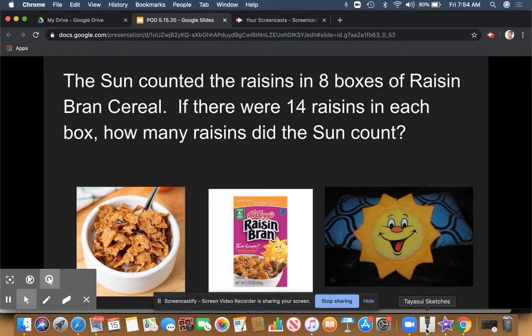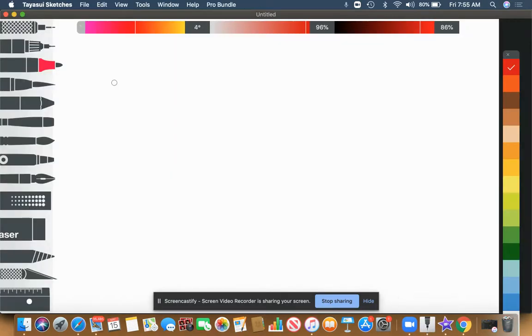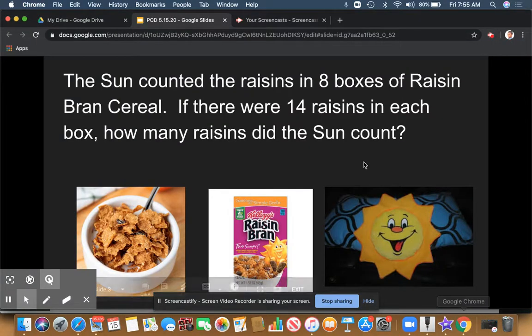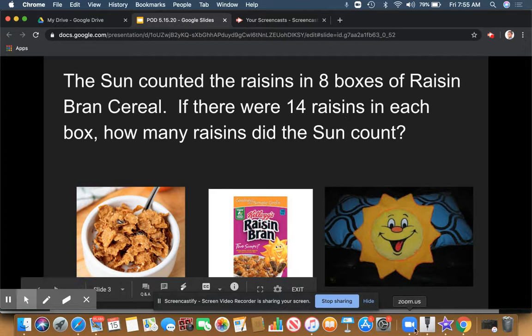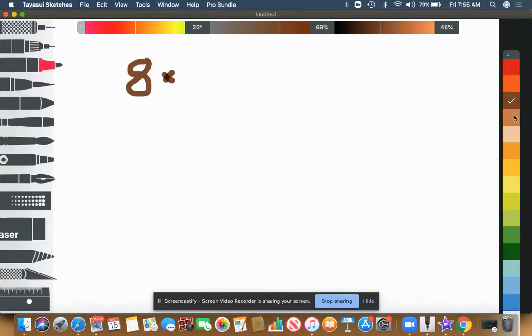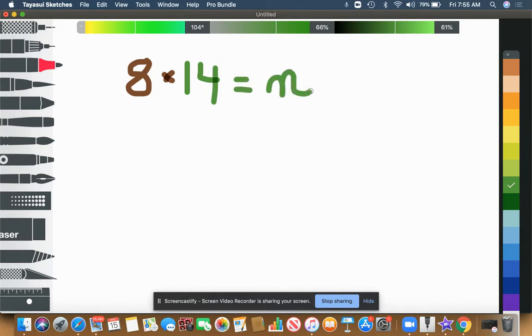So we have a problem here where the sun counted raisins in 8 boxes of Raisin Bran cereal. So I'm going to go ahead and start with my multiplication sentence with 8 boxes times 14 raisins in each box. So I'm going to go back and add to my multiplication sentence. It's not just 8, but 8 times 14 equals n, because n stands for some number. We don't know what number that is. We have to solve the problem to figure that out.